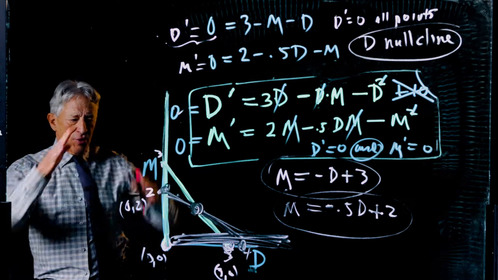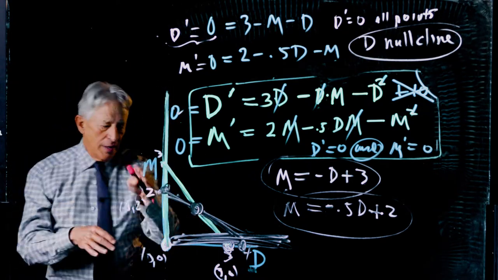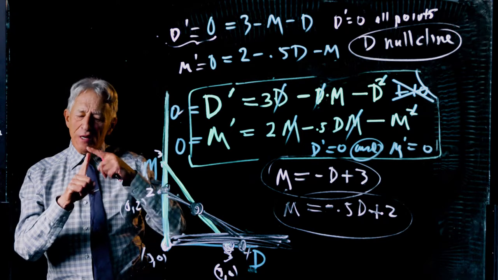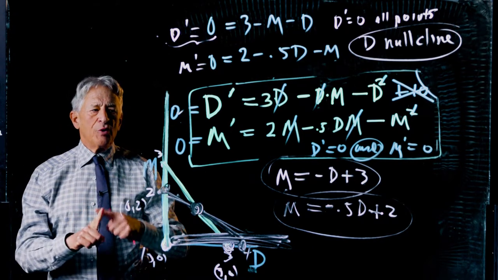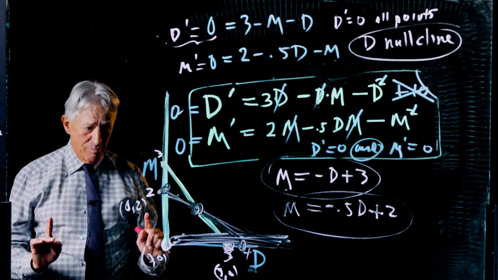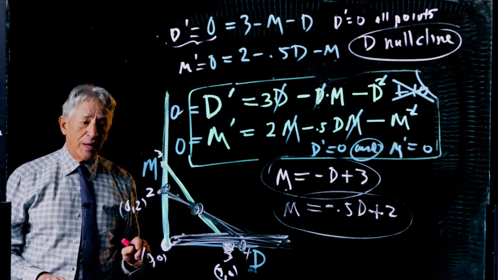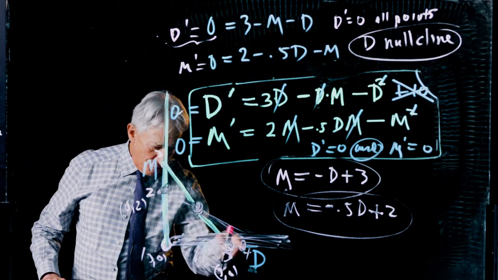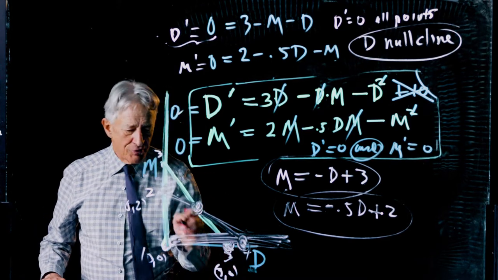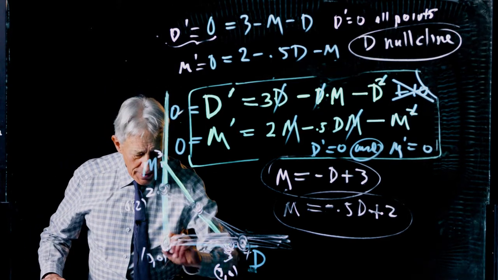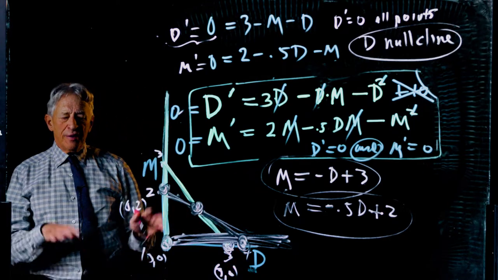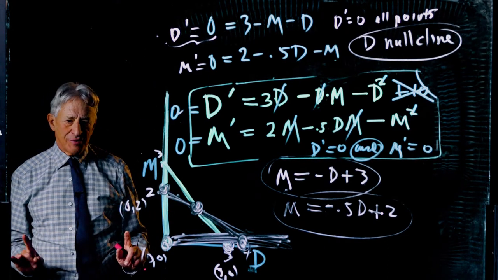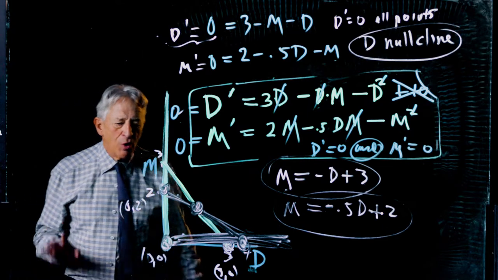And since the green is the d null cline and the pink is the m null cline, any place where green meets pink is going to be a point at which d prime equals zero and m prime equals zero, in other words, an equilibrium point. So here is a point at which green meets red. Here is a point, here is a point, and here is a point. These are the four equilibrium points at the intersections of the null clines. But now we can do a whole lot more.